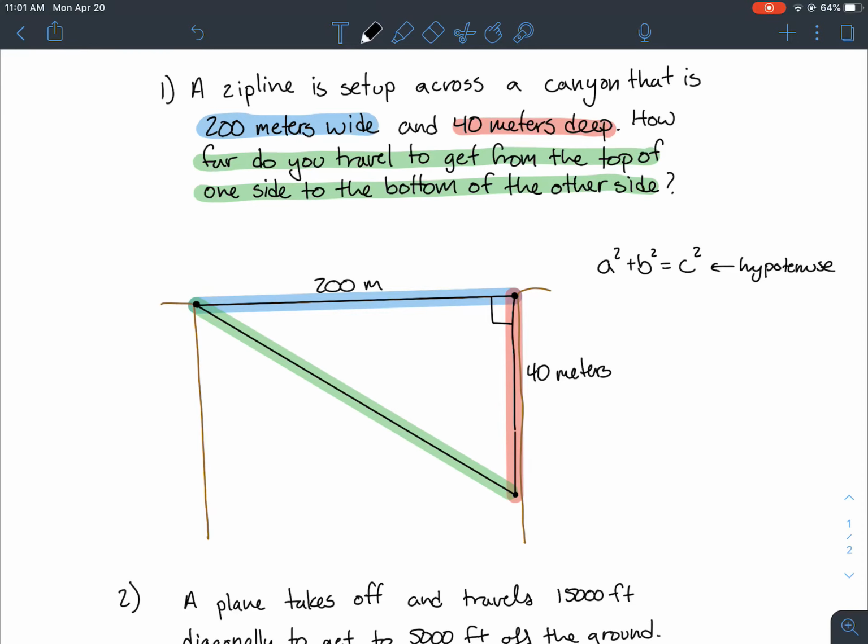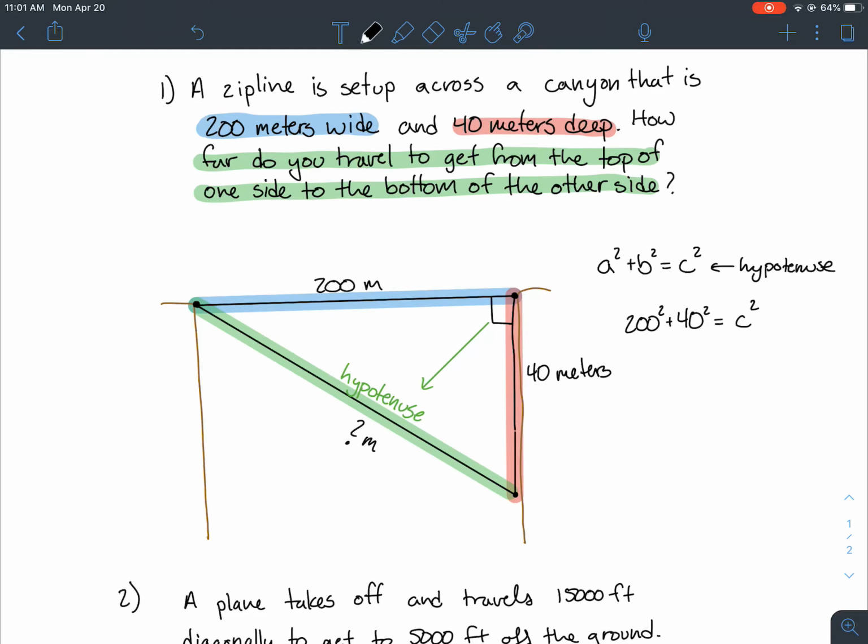And it doesn't matter which ones we use for a and b. So the hypotenuse here is going to be this green side, because that is the side that is opposite of the right angle. So there's the right angle, the side that's opposite is our hypotenuse. And so if we look at this hypotenuse, we need to know how many meters this is. So if we set this up, we have 200 squared plus 40 squared equals our hypotenuse, which we're going to call our c squared. So now I just have to go through a calculator to do this.